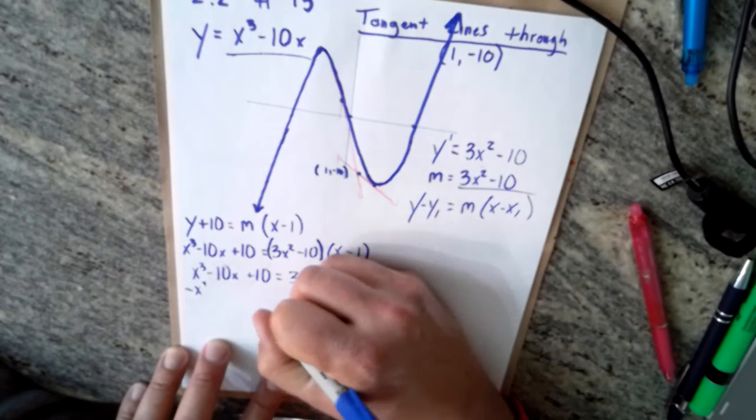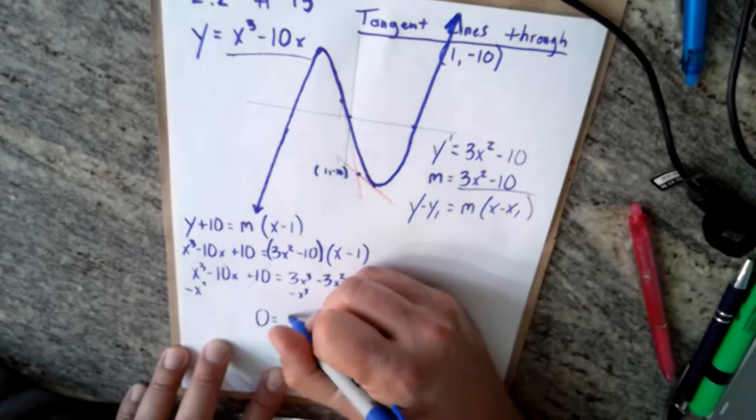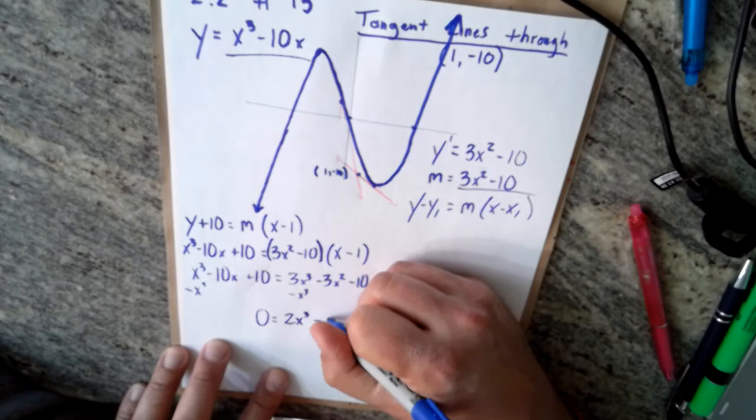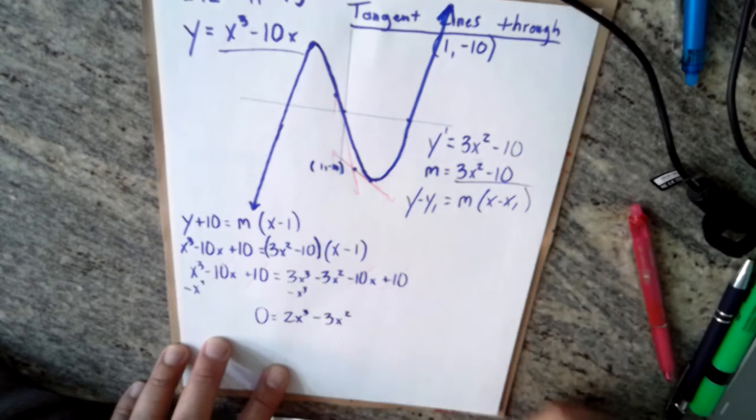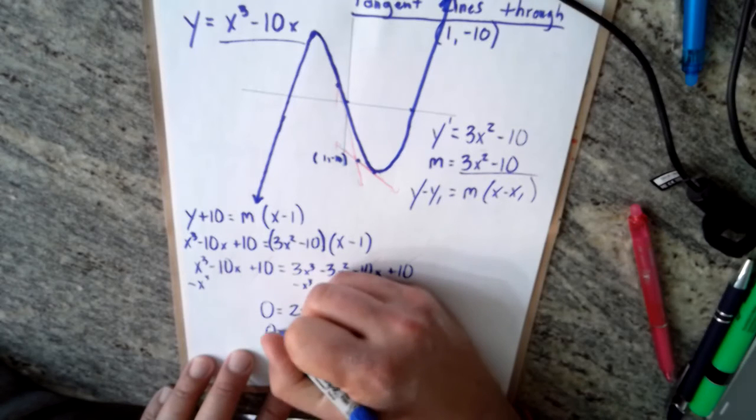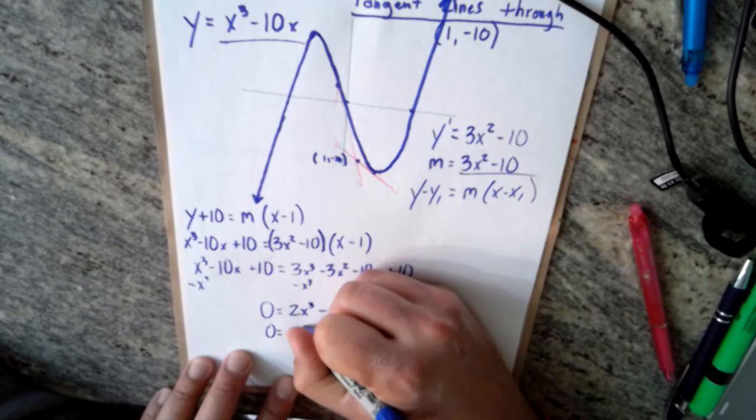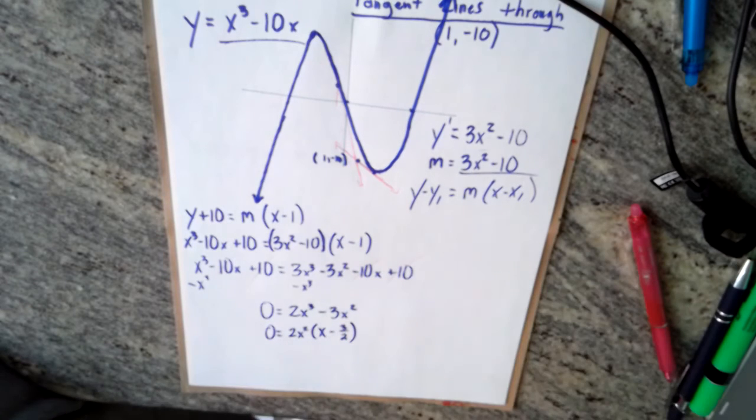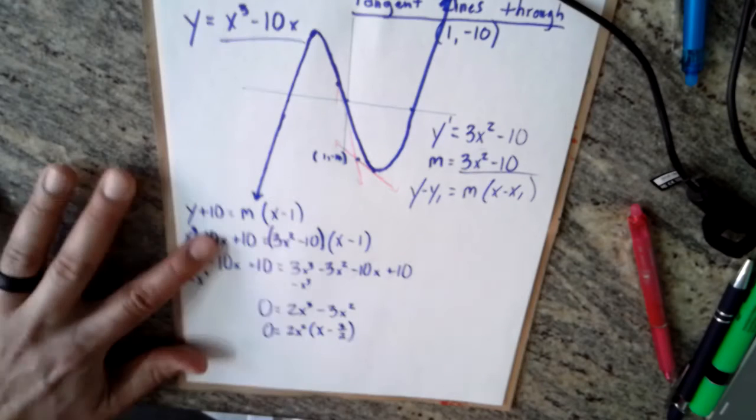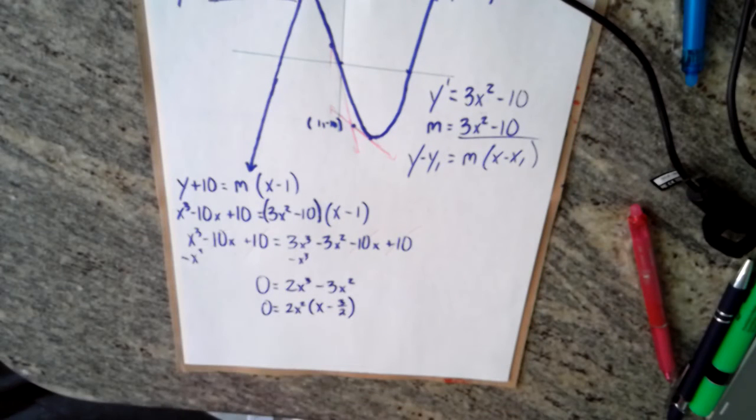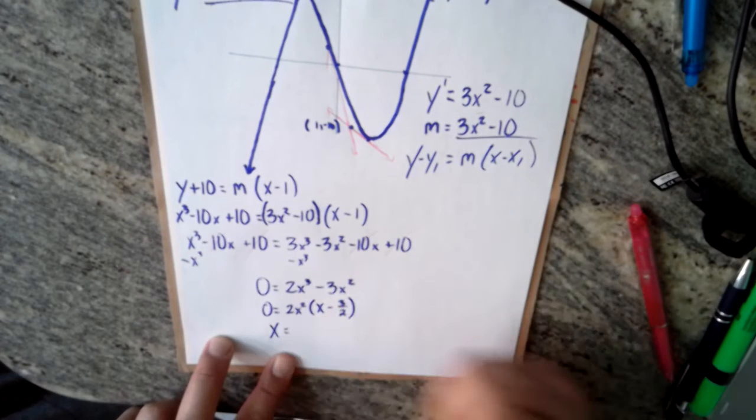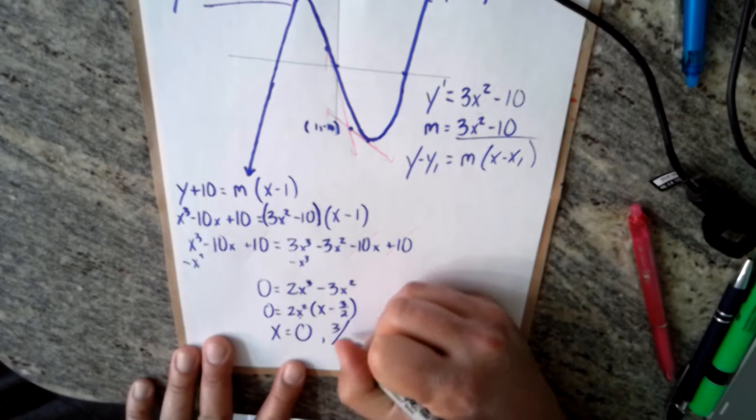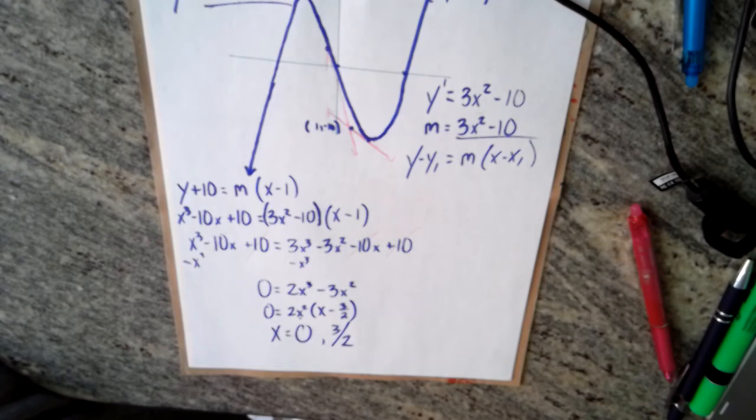And you get 0 is 2x cubed minus 3x squared. Factor a little bit, however you like to do this. I usually factor out a 2x squared and then just leave myself with an x minus 3 halves. That's not how most books do it, but so that means x is 0 from that one, or 3 halves, okay?